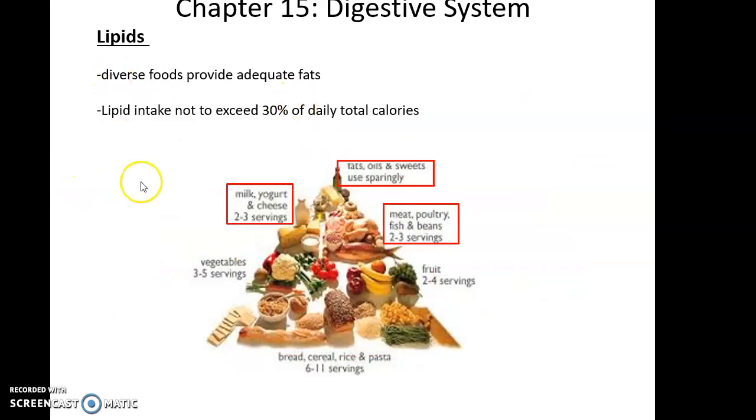Lipids come from a lot of different foods. It's good to have a diverse makeup of foods. And lipid intake should not exceed 30% of your total calories, in the form of dairy, meats and poultry, and just fats and oils in general. And that is it for this part of Chapter 15.